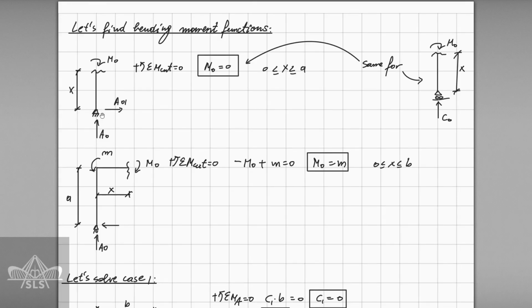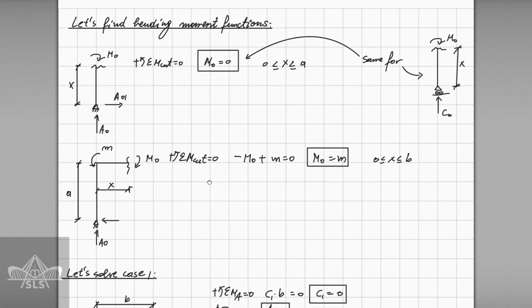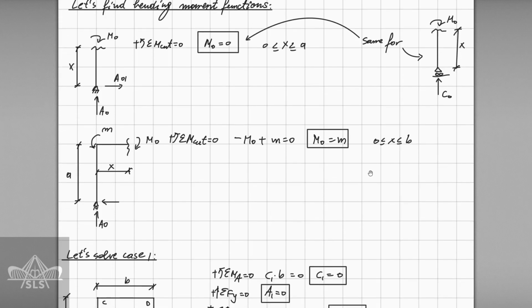So I started from the left side on the bottom part, and I take this cut section from here, and the bending moment is going to be 0. The same is going to be for the other side where we have the C0 support reaction, as the value of it was 0. Next, we continue to take the cut section on the other discontinuity and find the bending moment function, which is equal to m for these boundaries bigger than 0 and smaller than b.